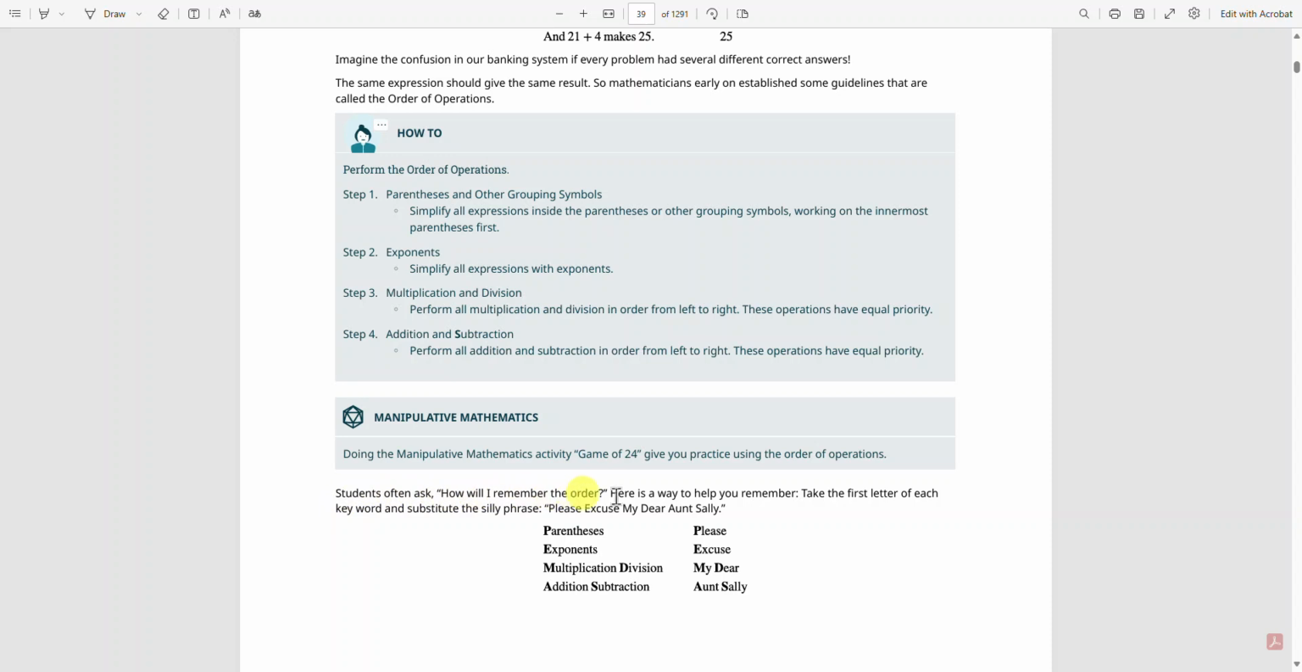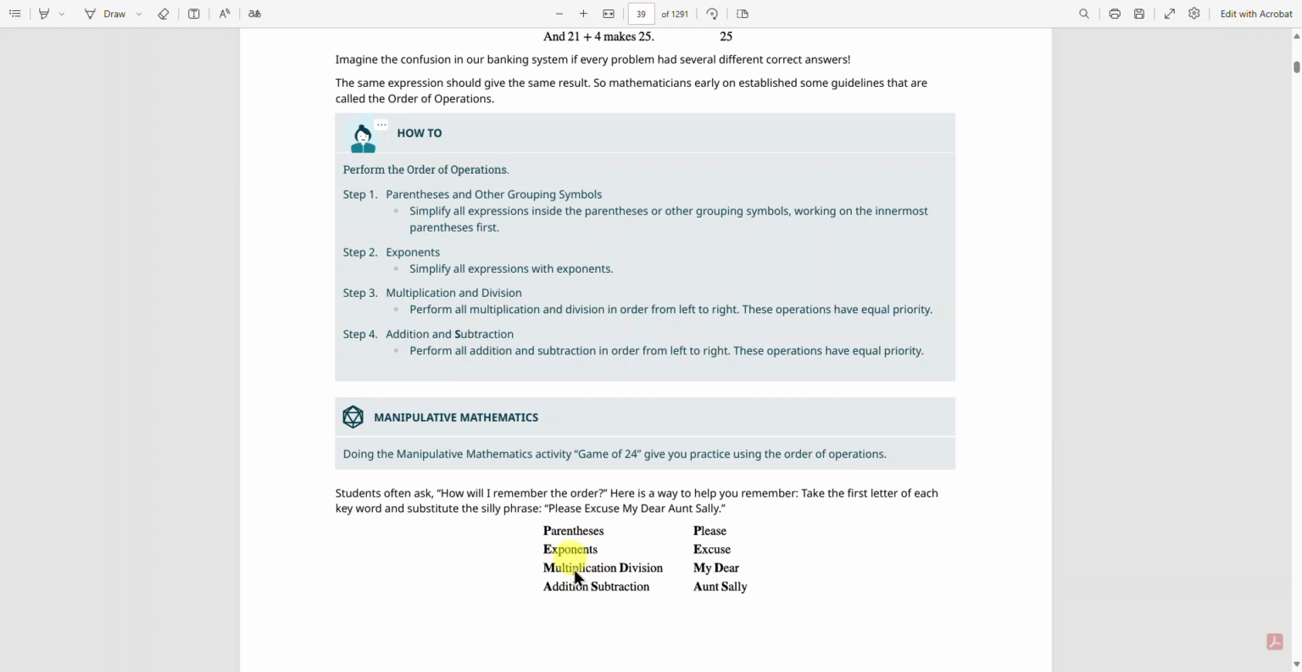Students often ask, how can I remember this order? How will I remember this? There's a way to help you remember. Take the first letter of each word and substitute the silly phrase, please excuse my dear Aunt Sally. Please excuse my dear Aunt Sally. And so you can see the P from parentheses, the E from exponents, the M and D from multiplication and division, the A and the S from addition and subtraction. If we take those first letters and substitute this silly expression, please excuse my dear Aunt Sally, that may be a way that helps you to remember the order of operations.